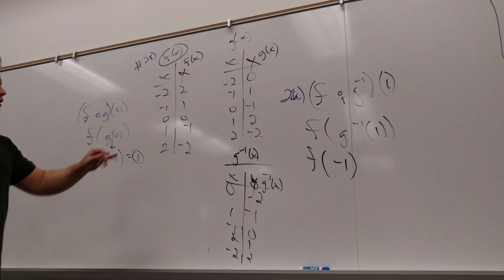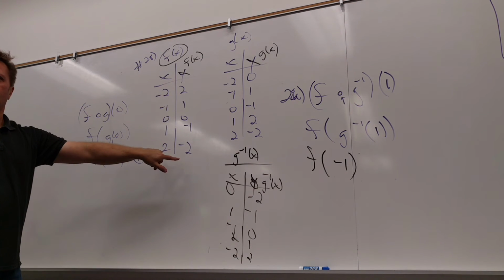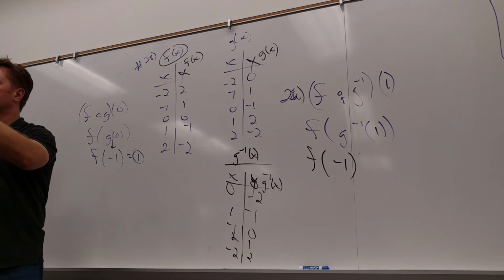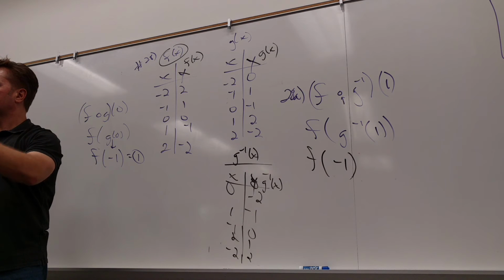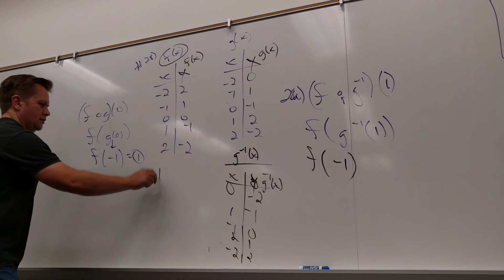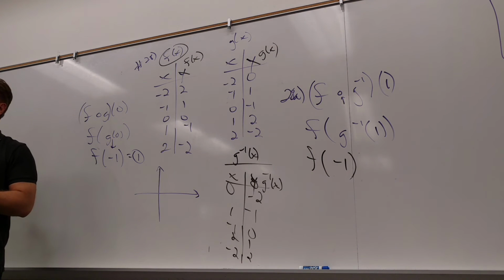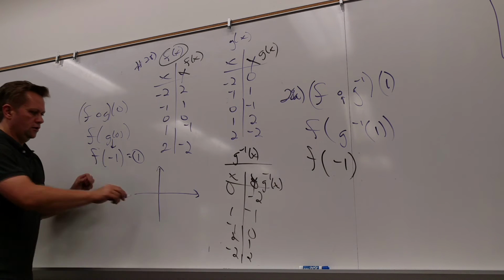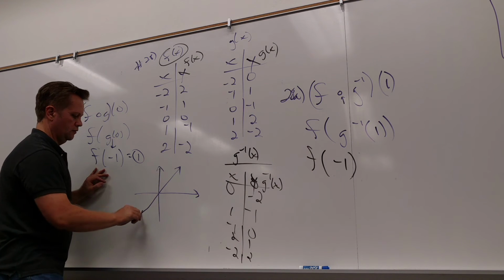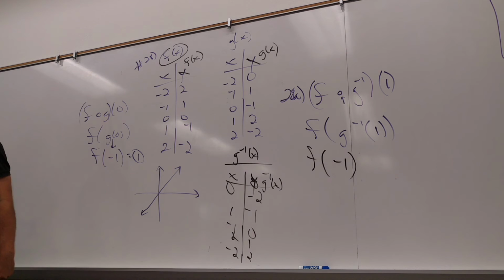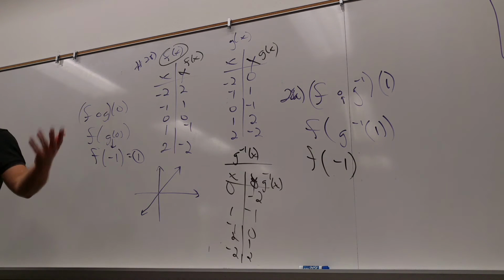I don't know if any of you guys picked up something weird about this. The easiest function that is its own inverse. Who thinks they know? What's the easiest function that's its own inverse? I love that question. y equals x. The y equals x line, what happens when I flip it over the y equals x line? It stays on top of itself. Right? x equals y, which is the same thing.